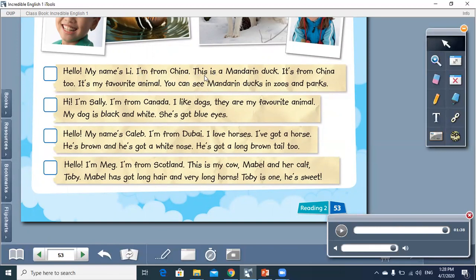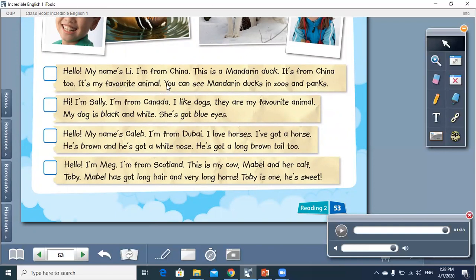TH, the, this, IS, is, this is a, ma, man, mand, manda, mandarin, duck. It's from China. It's from China. Two, because we have T-W-O, two. It's my favorite animal. It's my favorite animal.